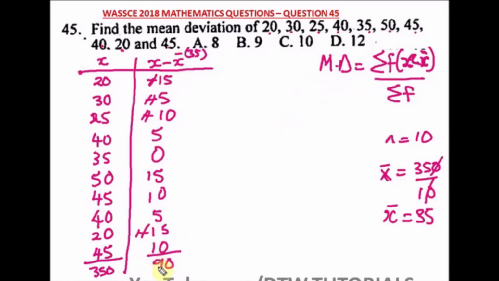So from here, since we know our summation of x minus the mean is 90, we divide by our frequency. So our mean deviation is equal to this summation, 90, divided by the sum of all the frequencies, n, which is 10. That's 1, 2, 3, 4, 5, 6, 7, 8, 9, 10. So 90 divided by 10 will definitely give us 9. So our mean deviation is 9, and our right option here is option B.